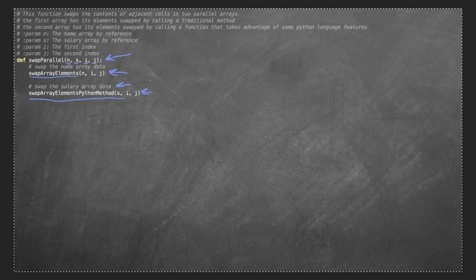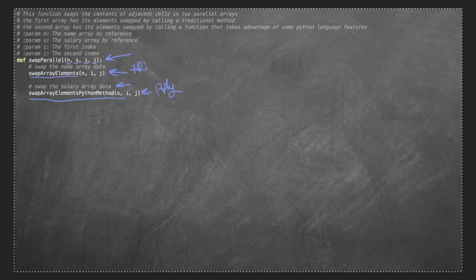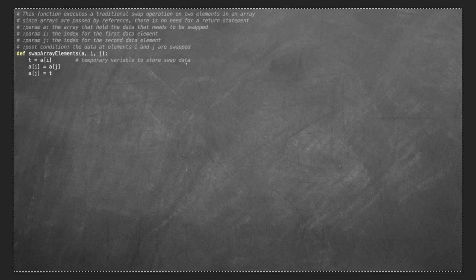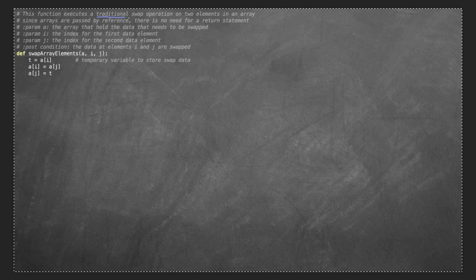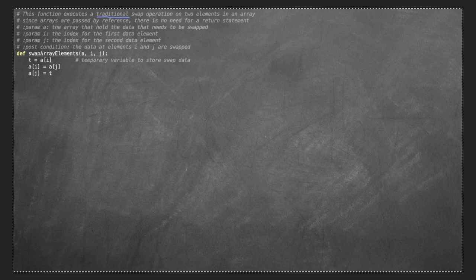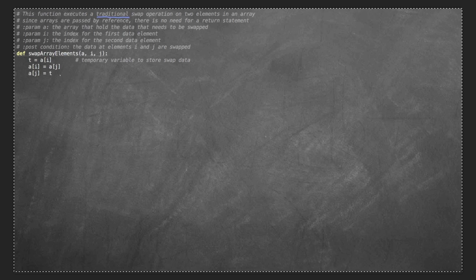What I did for you guys is I created two functions that will swap the elements of an array. One of them uses the traditional method, and the other one uses the Python method. And we're going to go ahead and take a quick peek at what those are right now. Looking at the traditional method, a lot of computer programs will only allow us to do swaps of data using this method.